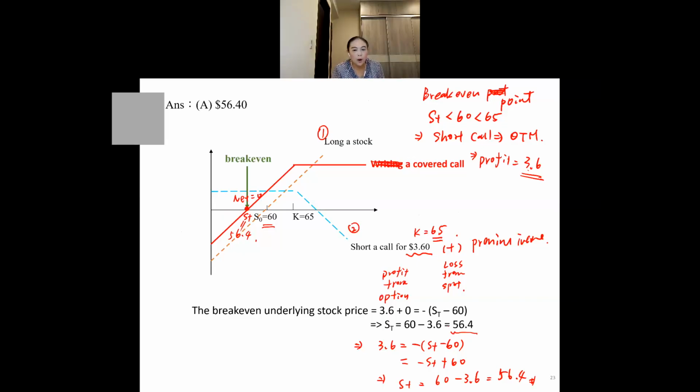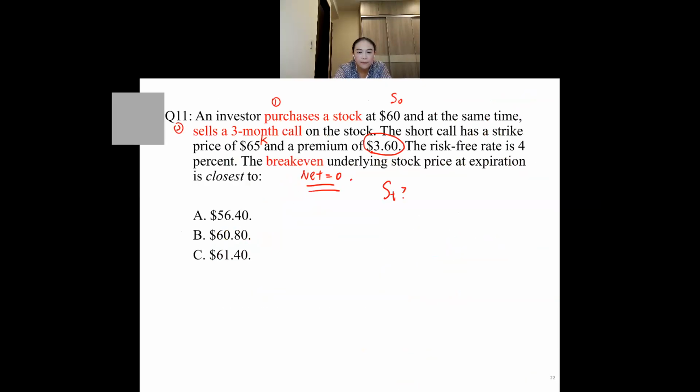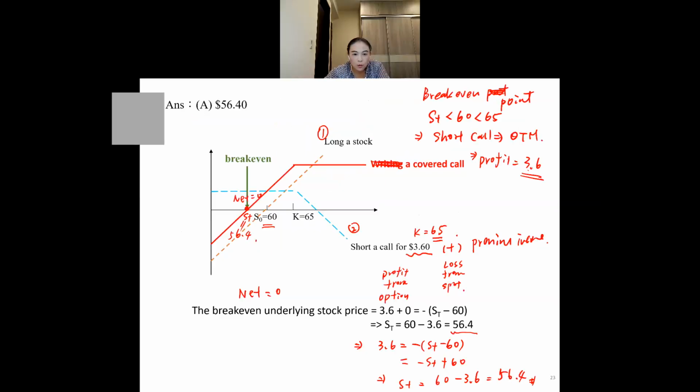As a consequence, when the price goes down, you have a loss in your spot position, but in the meantime, you have a gain in your options position, which is the premium income of 3.6. Added together, your overall net profit would equal 0. So remember, break even means your net equals 0. The answer is 56.4. So here, the answer would be A, 56.4. Okay, so that's the answer. All right, so that's it for all our options strategy tutorials.